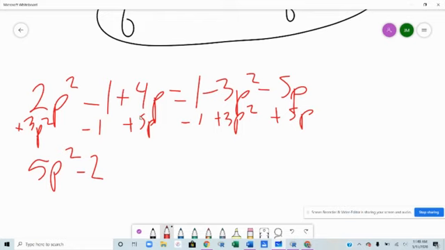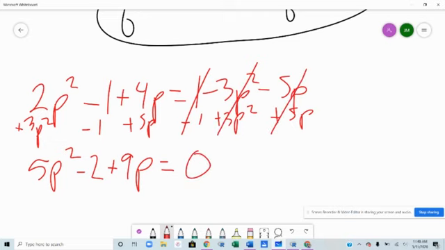And then 4p plus 5p is 9p equals 1 minus 1 is 0. Negative 3p squared plus 3p squared is 0. And negative 5p plus 5p is 0. Gives you 0.